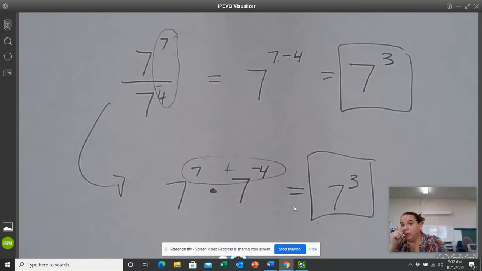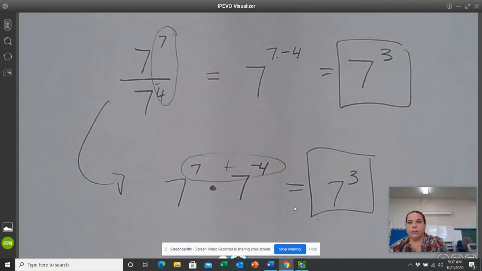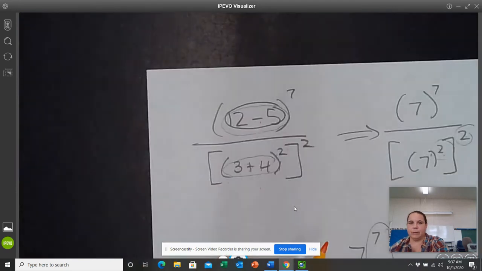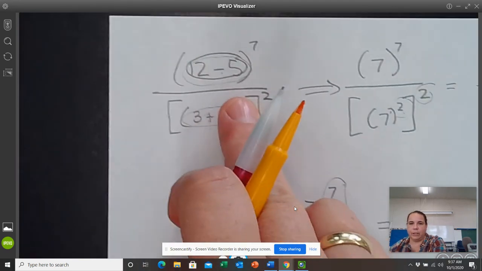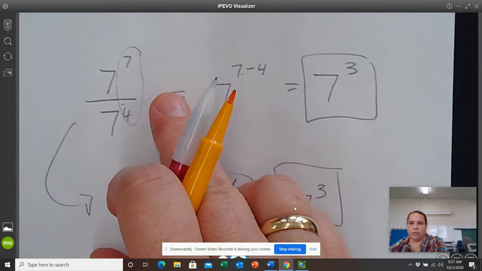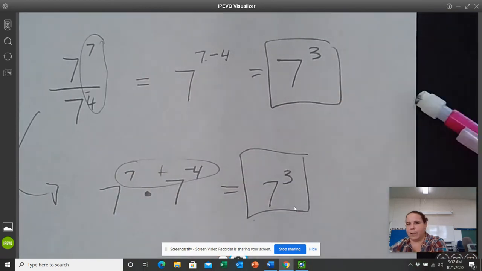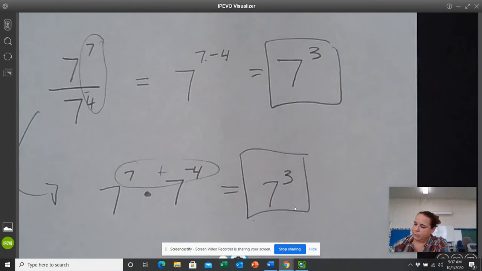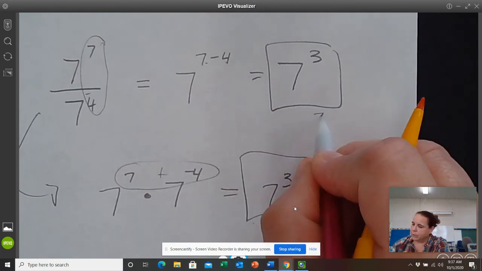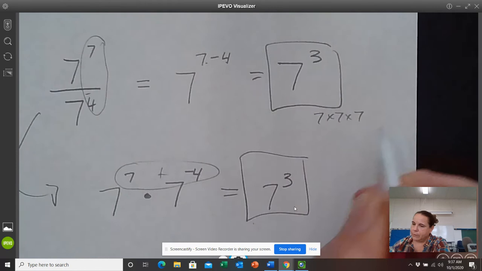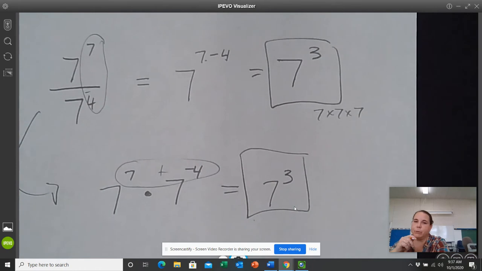So it's however you feel most comfortable thinking about it, and that would be the way you would want to go. But you can see we start with this very complicated looking expression, and we can change it all the way down to 7 to the 3rd. And then if they ask you to multiply that out, if they're asking for all the equivalent values, then this is 7 times 7 times 7, and I think that's 343.